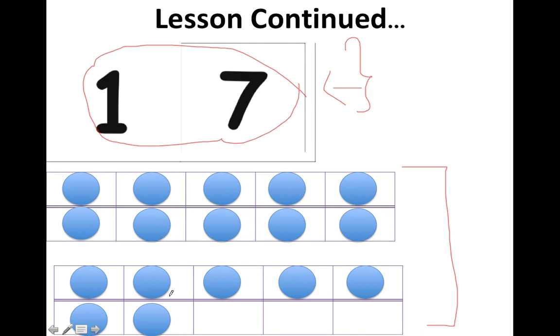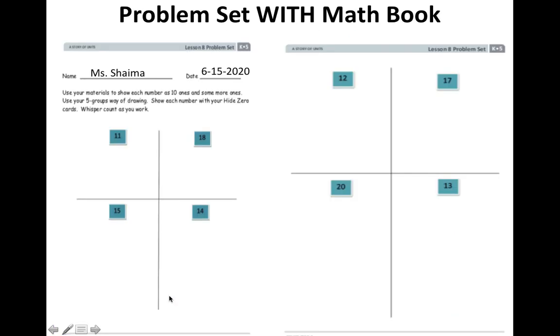You can continue to play around with different numbers if you want, but we will move along with our problem set. The problem set will be the same as what I did in the previous slide. So let's read the direction. Before we read the direction, I want you to make sure you are in the Module 5 book and Lesson 8. So make sure you're in the right book. Please make sure you put your name and today's date, 6-15-2020, and let's read the direction.